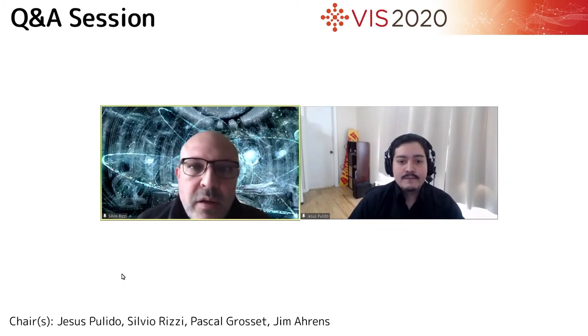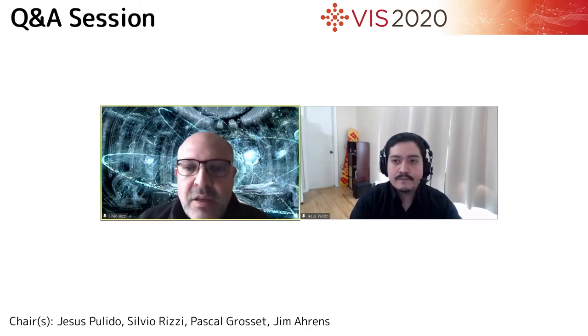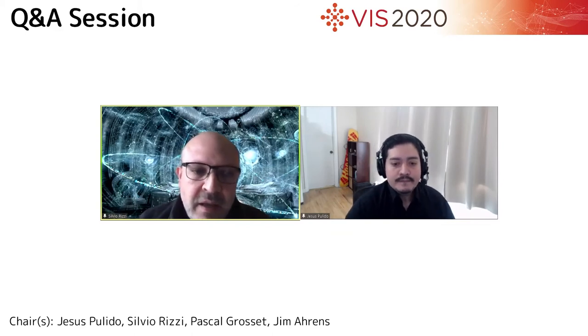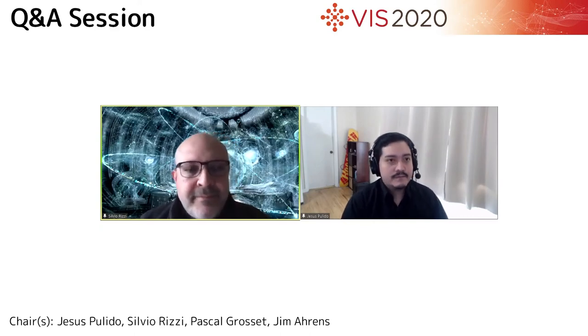We have one question for Jesus, and that question is, what metric do you use for comparison of different visualizations that were shown side by side? I'm interested in computing different volume renderings, comparing actually different volume renderings.